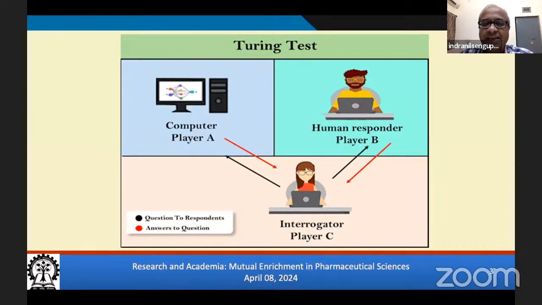Now, we say the computer has intelligence if the interrogator cannot determine which one is the computer and which one is the human being. Both of them appear to be equally intelligent to the third party. If such a test is successfully passed, then you can say that the computer possesses artificial intelligence. This is the so-called Turing test.